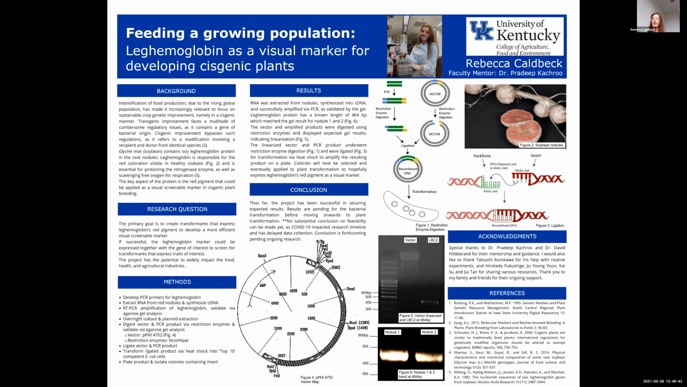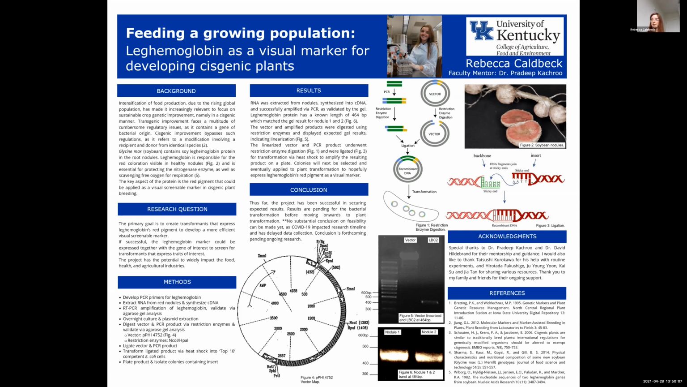To begin the project, leghemoglobin primers were first developed. The RNA was extracted from the root nodules of the soybeans, shown in Figure 2. Red coloration indicates a healthy nodule, so special care was taken in sample collection. The extracted RNA was used to synthesize cDNA. The cDNA was then amplified using PCR with the specifically designed primers and validated using agarose gel analysis.